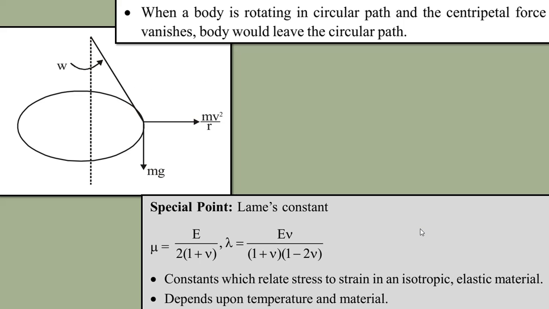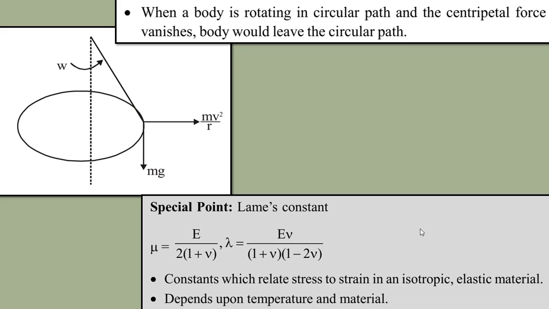When a body is rotating in a circular path and the centripetal force vanishes, the body would leave the circular path. If the centripetal force is not there, if it becomes 0, the body will leave its circular path. The path will not remain circular. So here is a special point.